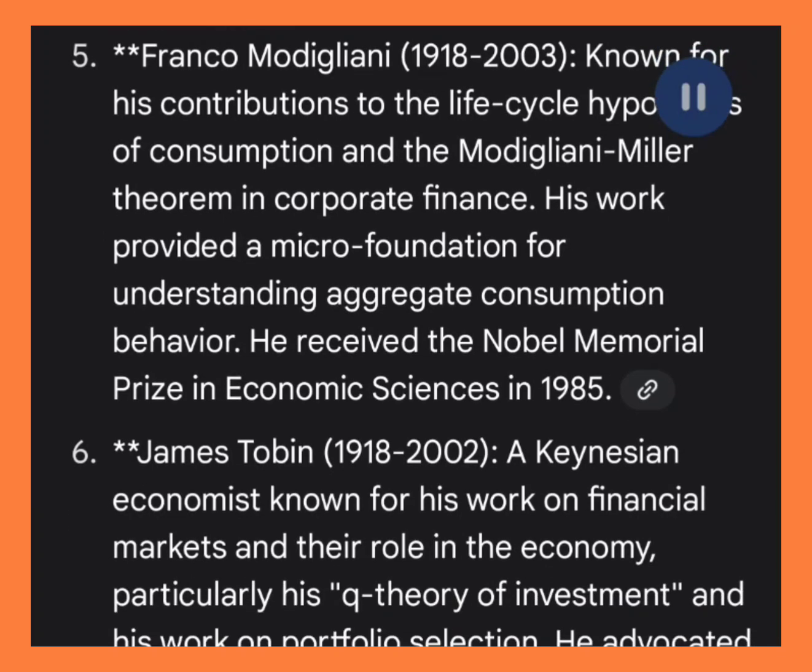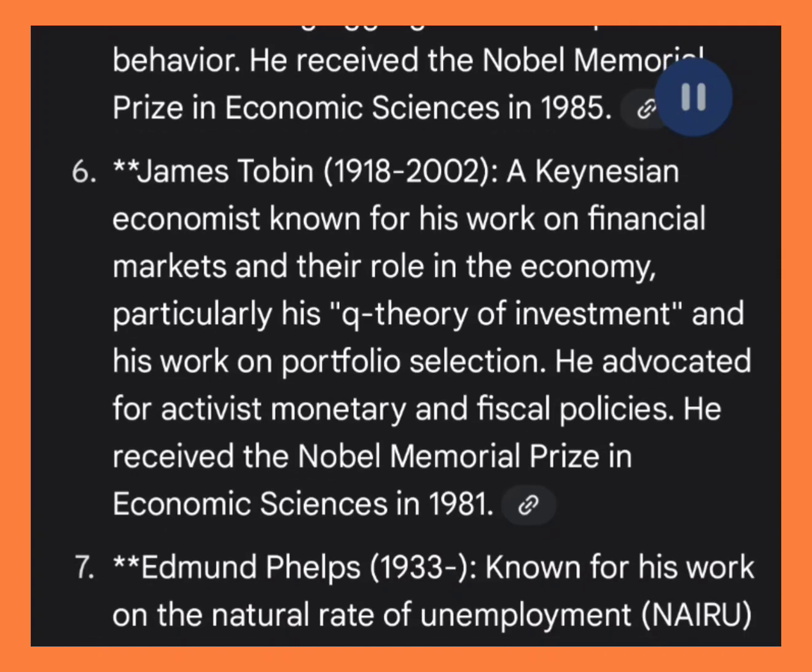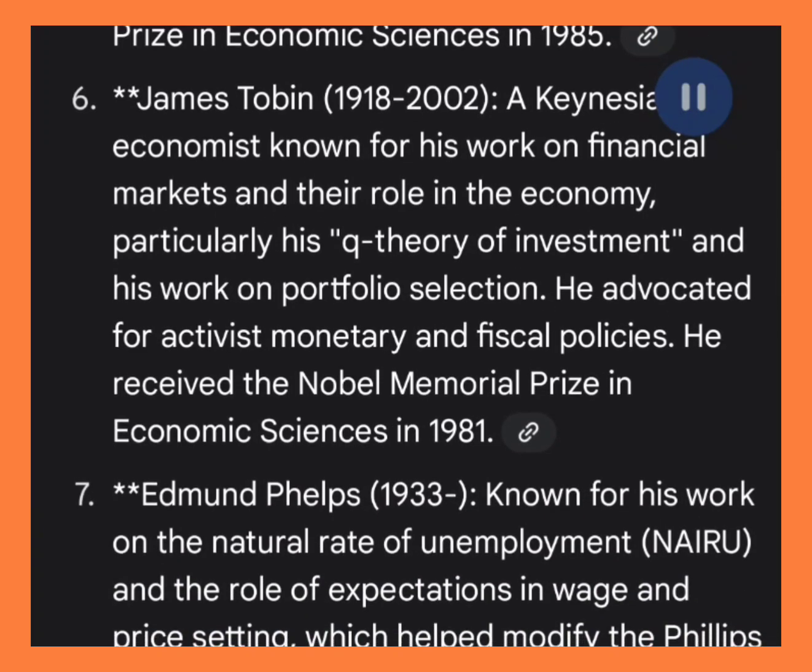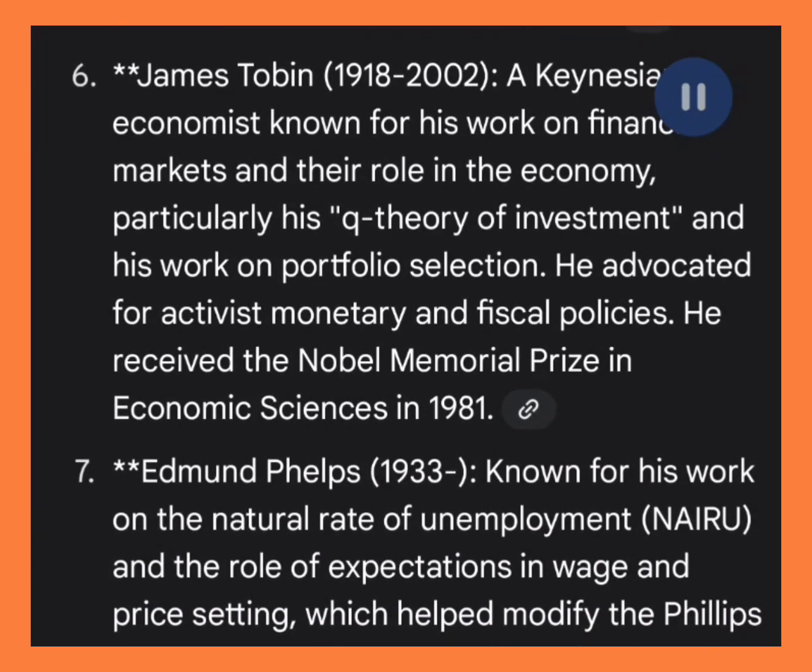6. James Tobin, 1918 to 2002. A Keynesian economist known for his work on financial markets and their role in the economy, particularly his Q theory of investment and his work on portfolio selection. He advocated for activist monetary and fiscal policies. He received the Nobel Memorial Prize in Economic Sciences in 1981.